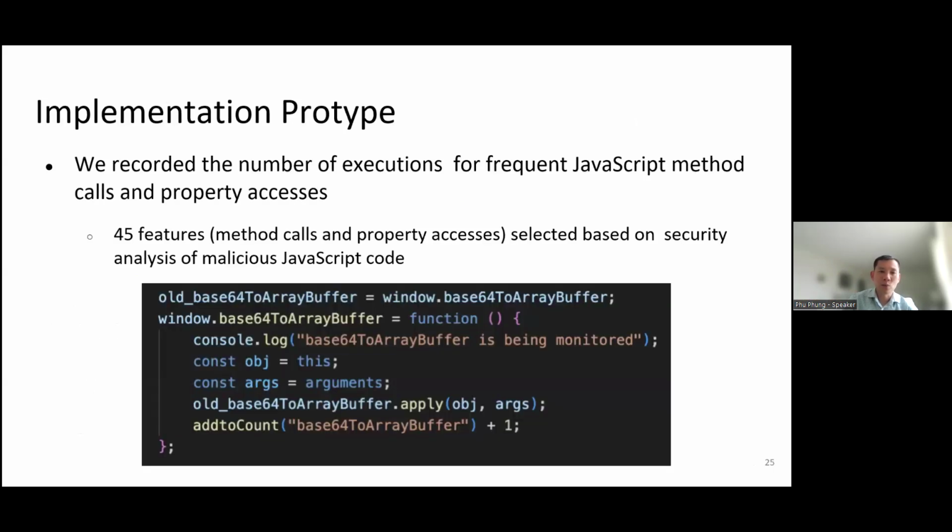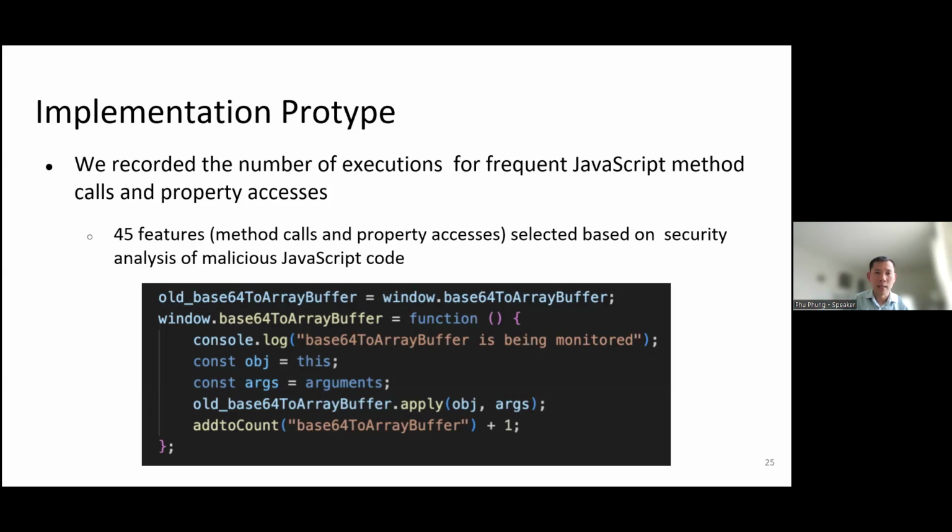So here is one example that we are doing, where we log and record the number of the execution in JavaScript. We capture one of these, and then we log it, and then we count the number of the executions for this API, and these features will be used for the machine learning.